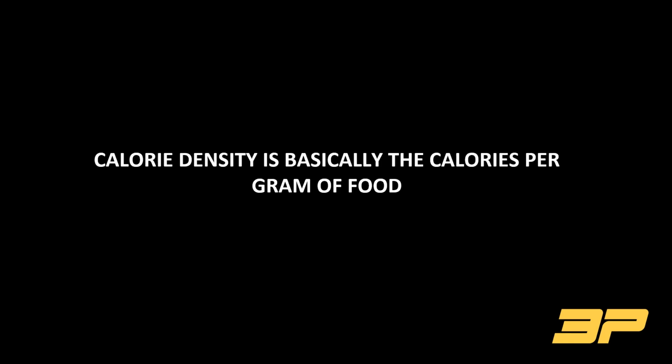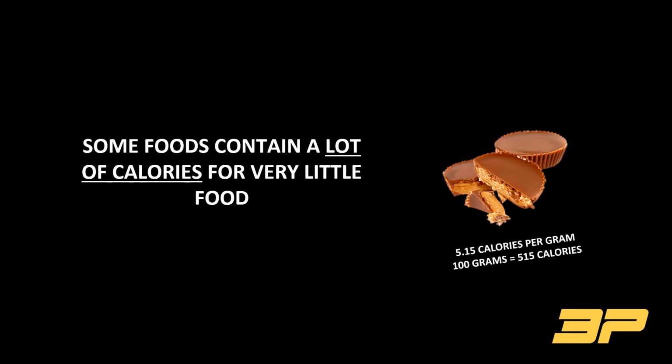In this video we're going to be talking about calorie density. Now, calorie density is basically the amount of calories per gram of food. Some foods contain lots of calories for a very small quantity, so they have lots of calories per gram. An example on the right hand side there is Reese's chocolate. They have about 5 calories per gram, which means in 100 grams they're about 500 calories.